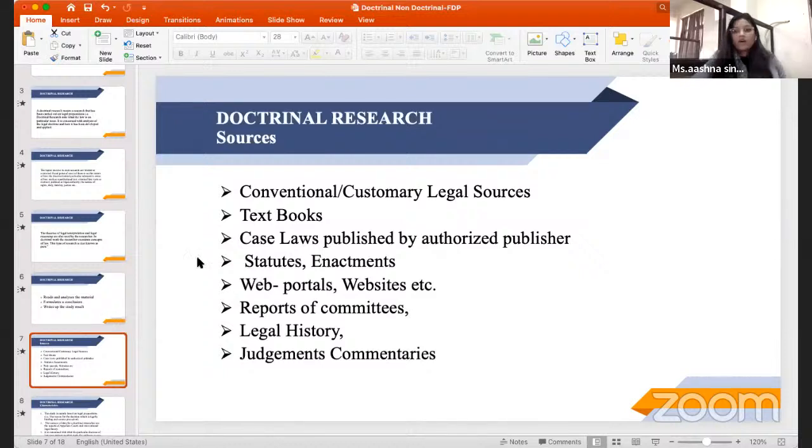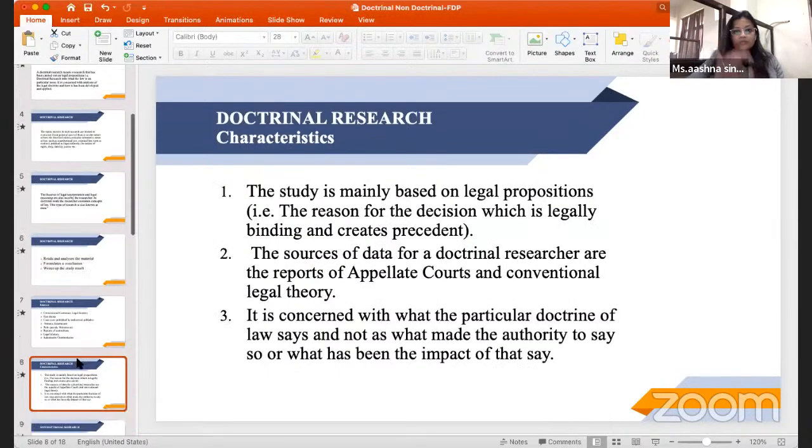Now, moving back to the sources of doctrinal research. The doctrinal research sources include conventional customary legal sources, textbooks, case laws, statutes, enactments, portals, websites, report of the committees, legal history, judgment, and commentaries. These all could be the aid that you need in order to support your research. So this is what I initially discussed.